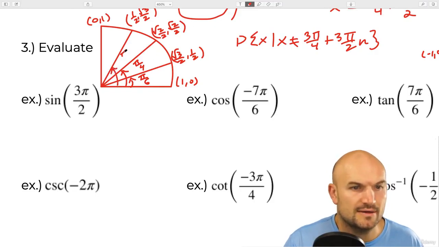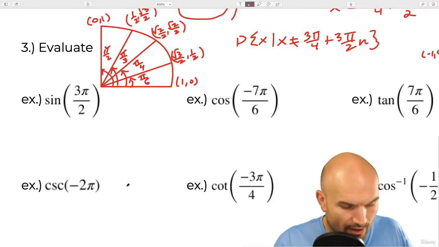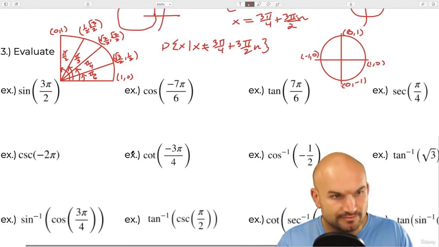This is going to be pi over 3, and this angle is pi halves. Okay, so now let's go and get into our graphs. I'll zoom out so we can see both of these.